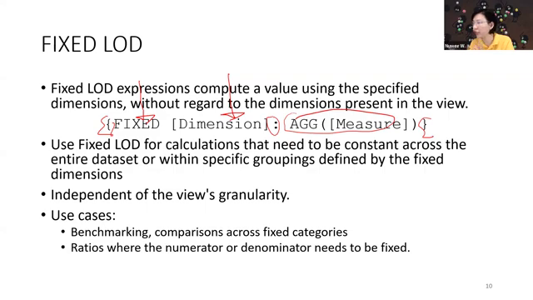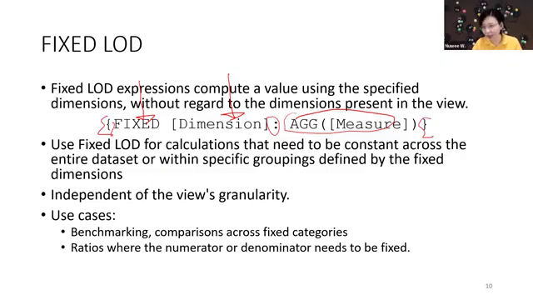Okay, so this calculation will remain fixed, as its name suggests. It will remain constant across your data set, no matter what you group by in your view. So the thing is that it will be independent of the granularity of the view, right? The use case is, for example, you want to benchmark to compare across some fixed category. You won't want to change it by the view, right? Or you need to calculate some ratio that has the numerator or the denominator fixed according to some dimension or some global thing, right?